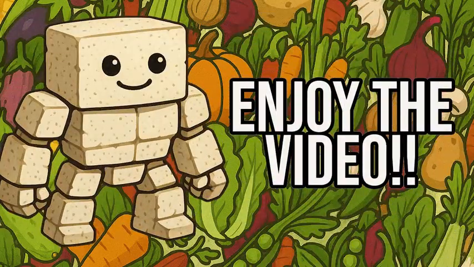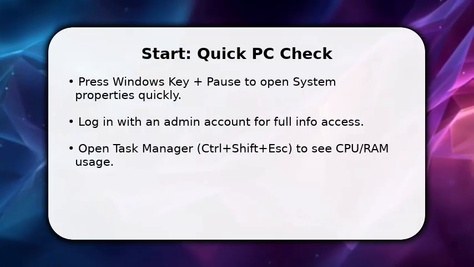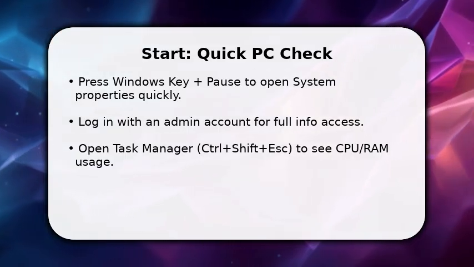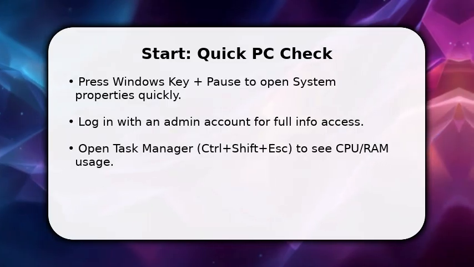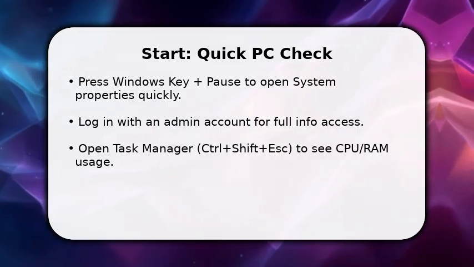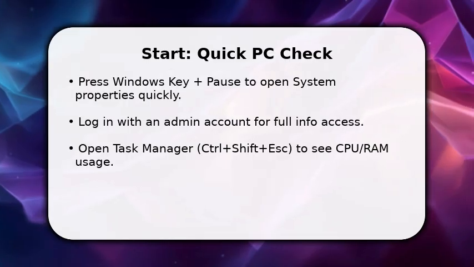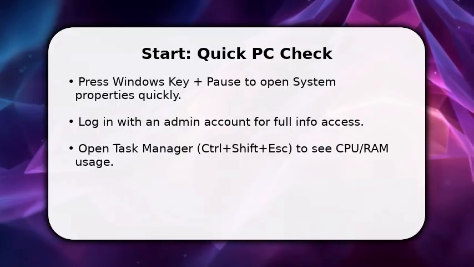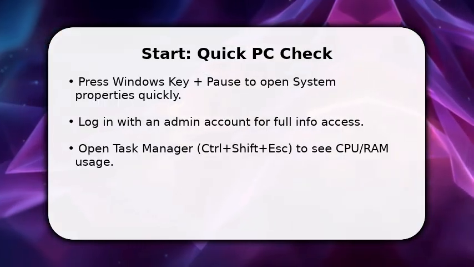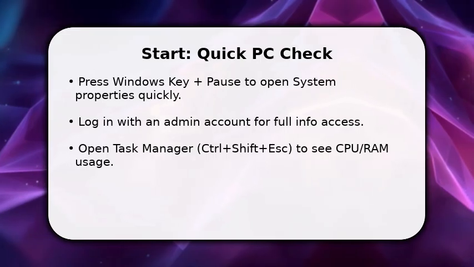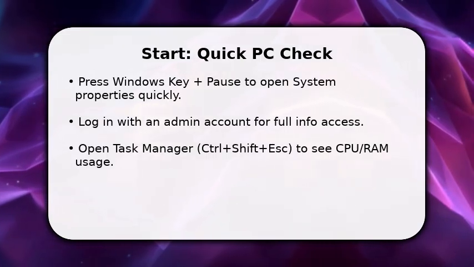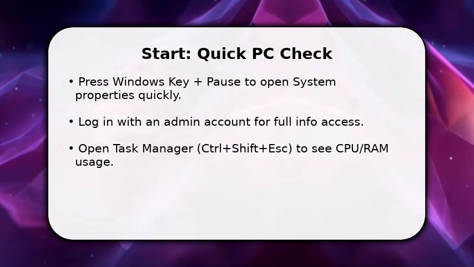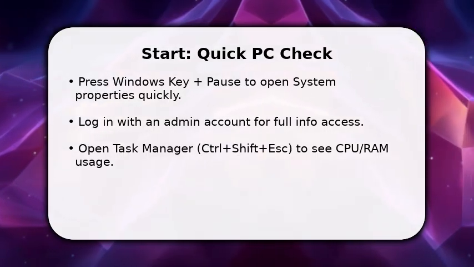Please enjoy the video. You'll start by getting the essentials fast. First, sign in with an administrator account so you can view and change system details. Once signed in, press Windows key plus Pause to open System Properties and check Windows Edition, installed RAM, and System Type. Then open Task Manager with Control plus Shift plus ESC to observe current CPU, memory, disk, and GPU usage. This helps you identify immediate performance bottlenecks before digging deeper.